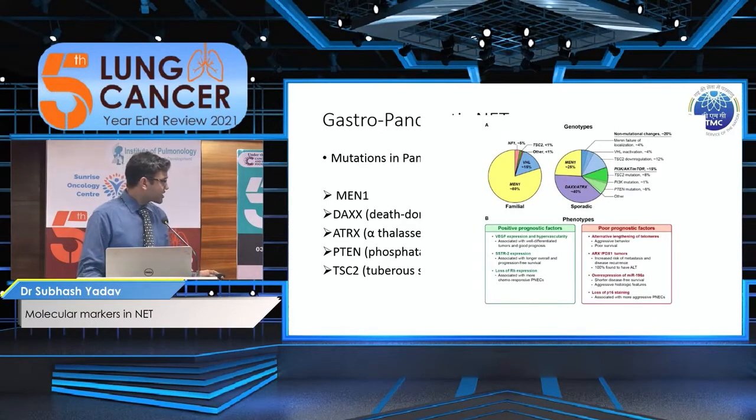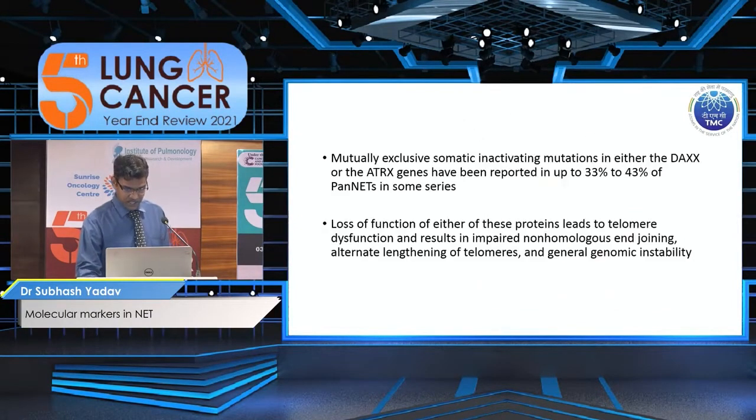When we come to sporadic types, DAXX and ATRX, which are mutually exclusive, are the most common mutations seen. Second is MEN1. So again, in GI or gastropancreatic tumors, it is important to identify them because they have prognostic significance. Mutually exclusive somatic inactivating mutations in either DAXX or ATRX are reported in almost 40% of the cases.